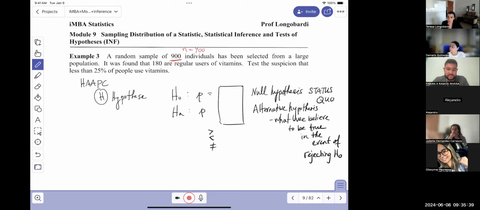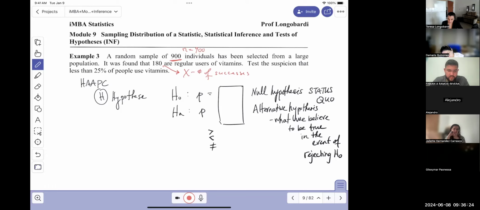180 is not P. What does 180 represent? I'm going to look at 900 individuals and ask them, do you use vitamins regularly? Then I'm going to count how many use vitamins. That's my successes, right? 180 represents what symbol? Good. X, the number of successes, or the number of people who use vitamins. Great.